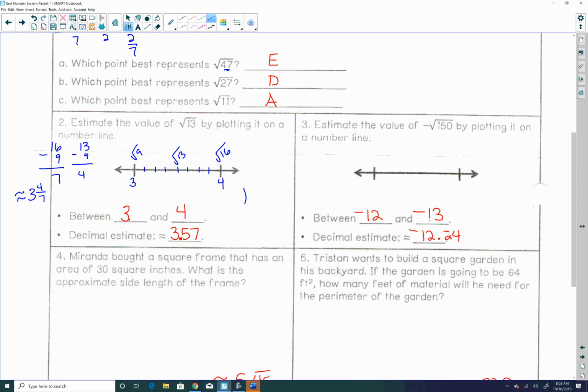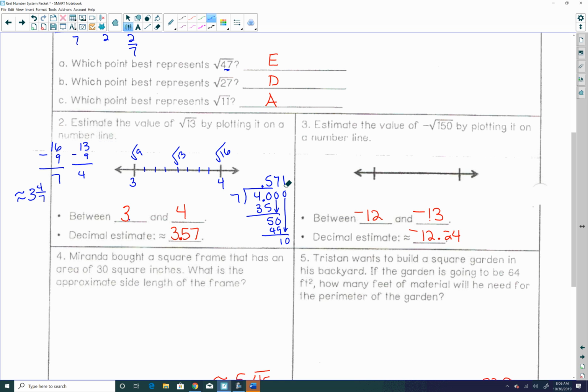So it's going to be 4 divided by 7. 7 can't go into 4, so add your decimal. 7 goes into 40 5 times, and that's going to be 35. 7 goes into 50 7 times, and that's 49. 7 goes into 10 1 time, so I know I don't round that up, so it'll just be about 3.57.